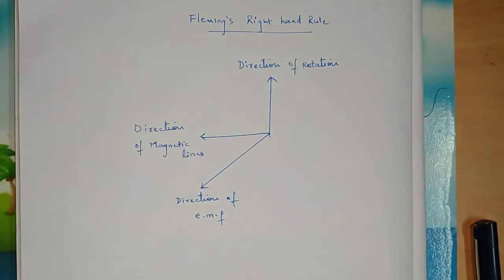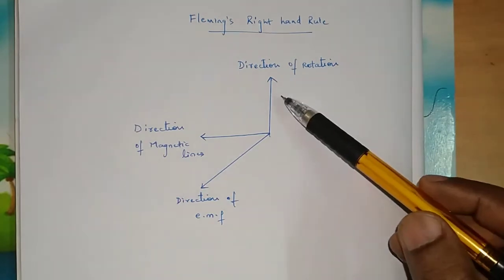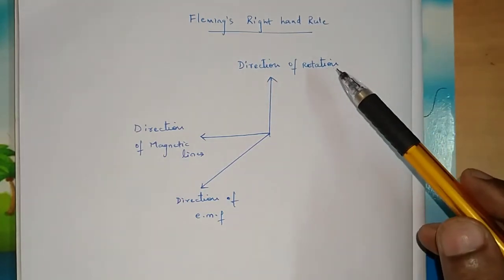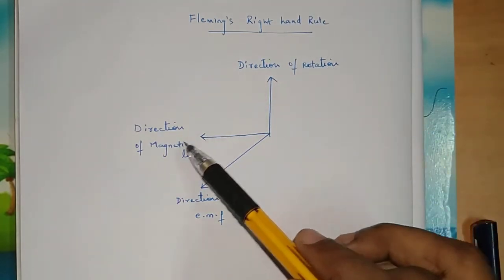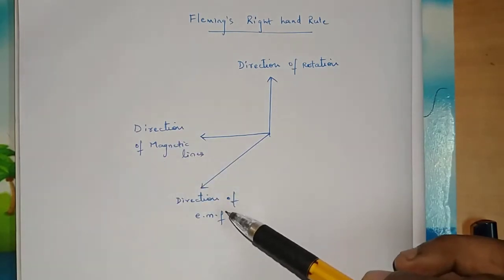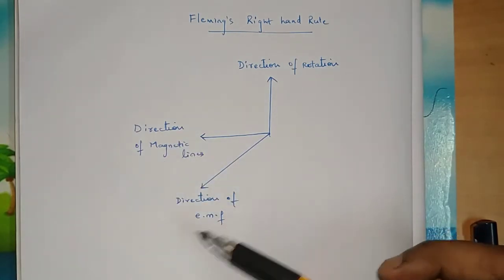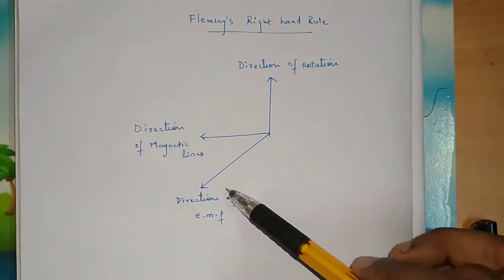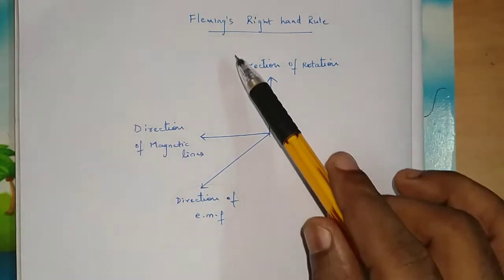So Fleming's right hand rule states that when you hold thumb finger, forefinger and middle finger mutually perpendicular to each other, thumb finger represents the direction of rotation, forefinger represents the direction of magnetic lines, middle finger represents the direction of induced EMF. So this induced EMF direction we will get from Fleming's right hand rule.